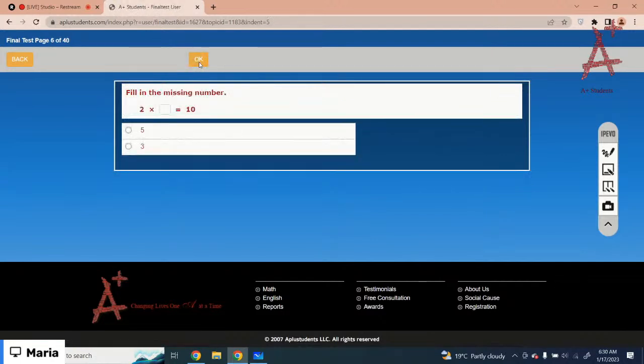Okay, the next one is fill in the missing number. 2 times what number makes 10? Which is the correct option? 2 times 5 is 10. The missing number is 5.